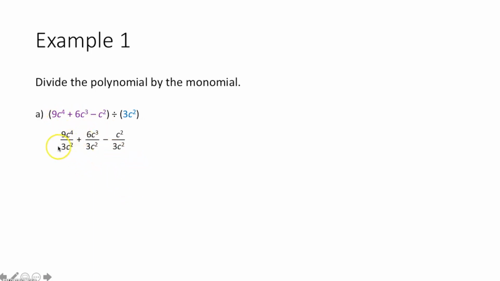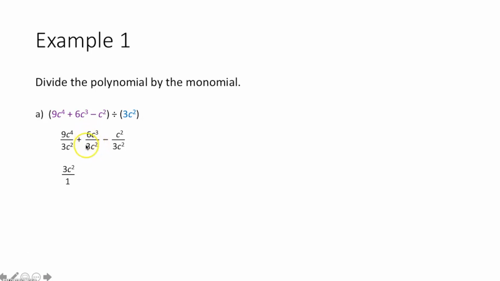So 9 over 3 simplifies to just 3. And since there's c times c times c times c in our numerator and c times c in the denominator, 2 of those c's cancel out, leaving 2 in our numerator. So it looks something like this, 3c squared over 1. Here, 6c to the third over 3c squared.